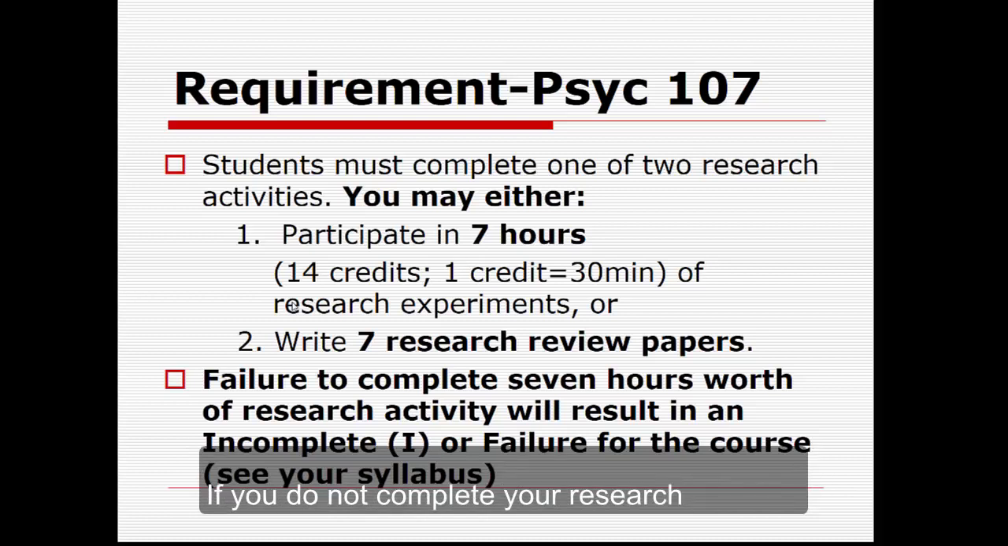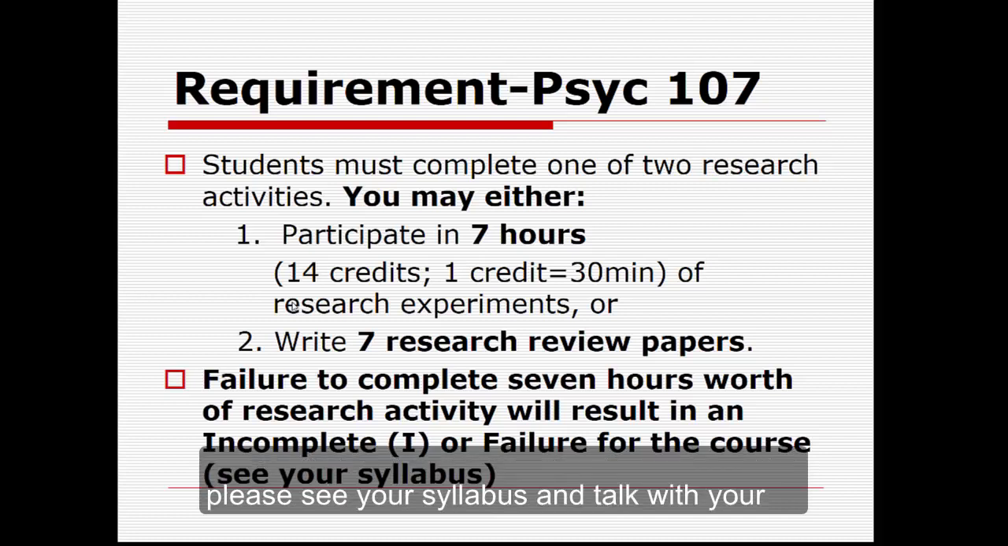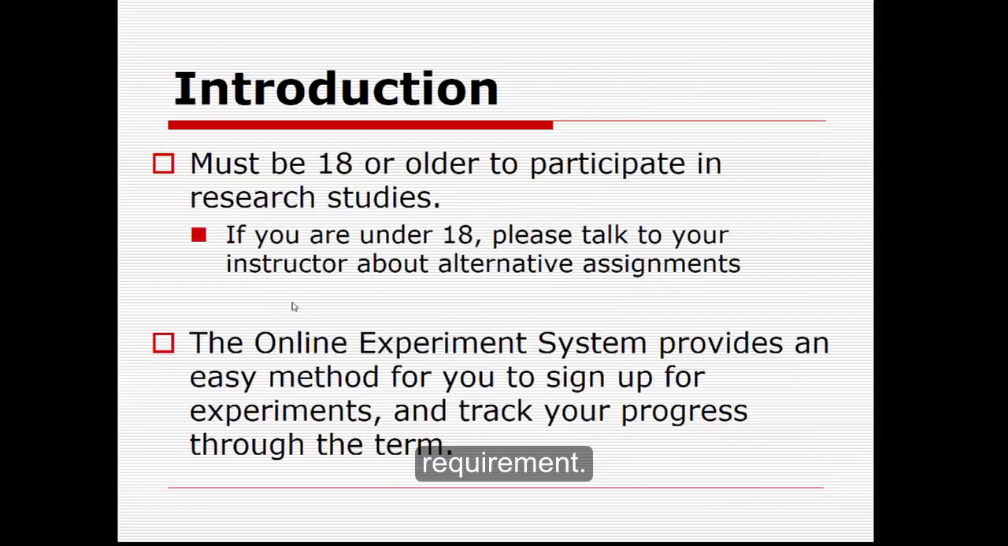If you do not complete your research requirement, you will receive either an incomplete or a failure for your course. See your syllabus for details. Either way, you are unable to earn a grade in the class without completing your research participation requirement. For more information about the alternative research review papers, please see your syllabus and talk with your instructor. SONA gives out 1 credit for every 30 minutes of research participation, so you'll need a total of 14 credits in SONA to meet your requirement.